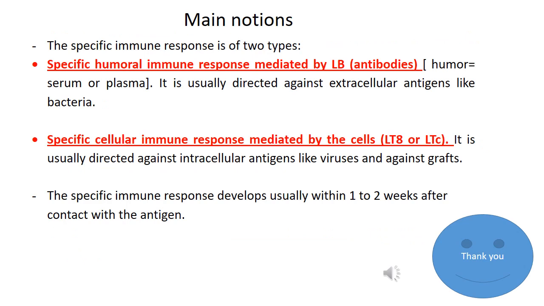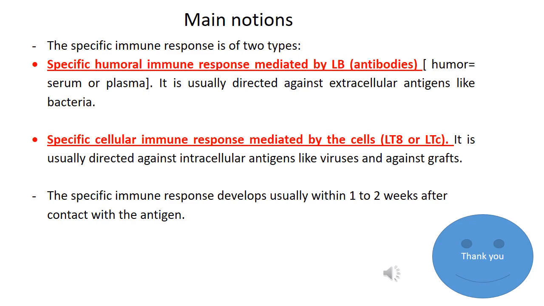This is the end of our activity. The main notions in this activity are: the specific immune response is of two types. Specific humoral immune response mediated by LB antibodies. Humor means serum or plasma. It is usually directed against extracellular antigens like bacteria. So when the body is infected with an extracellular antigen that doesn't enter your cells like bacteria, the specific immune response triggered will be mediated by lymphocytes B or by antibodies.